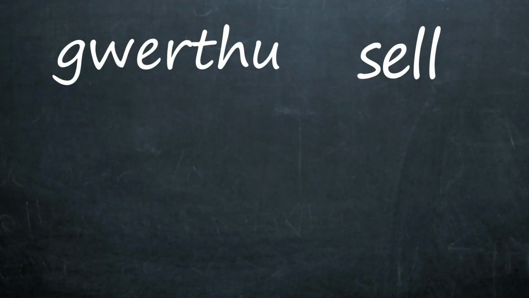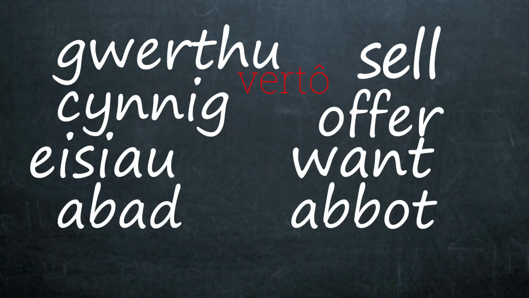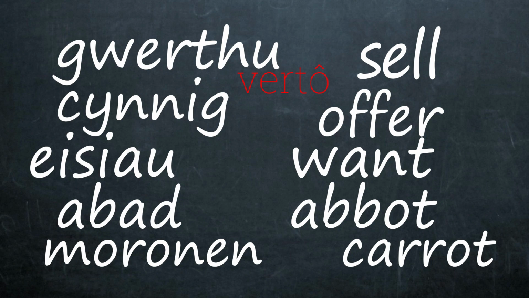And a lot of words ending in i, the verbs, the action words, a lot of those verb groups, a staggering amount, come from Latin, such as pregethu, to preach, from praedicatum. Crogi, it has an I, not a U, but those two letters sound very similar, even the same in some Welsh dialects. Crogi, to hang, this is from Latin. Gwerthu, to sell, from vendo. Cynnig, eisiau, abad, moronen, all Latin.